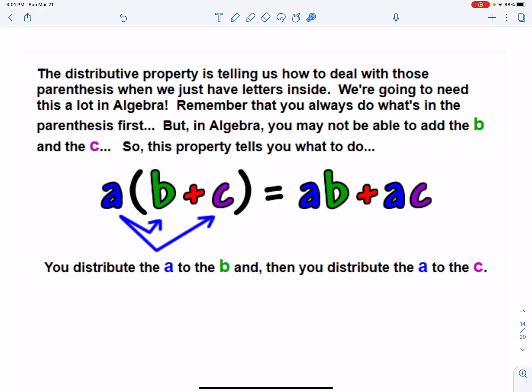The way I kind of think about this is the A is a set of papers that I've got to pass out to the class. Inside the parentheses is the class. And I've got to pass a paper out to every single member of that class. And that's how we end up with this AB plus AC.